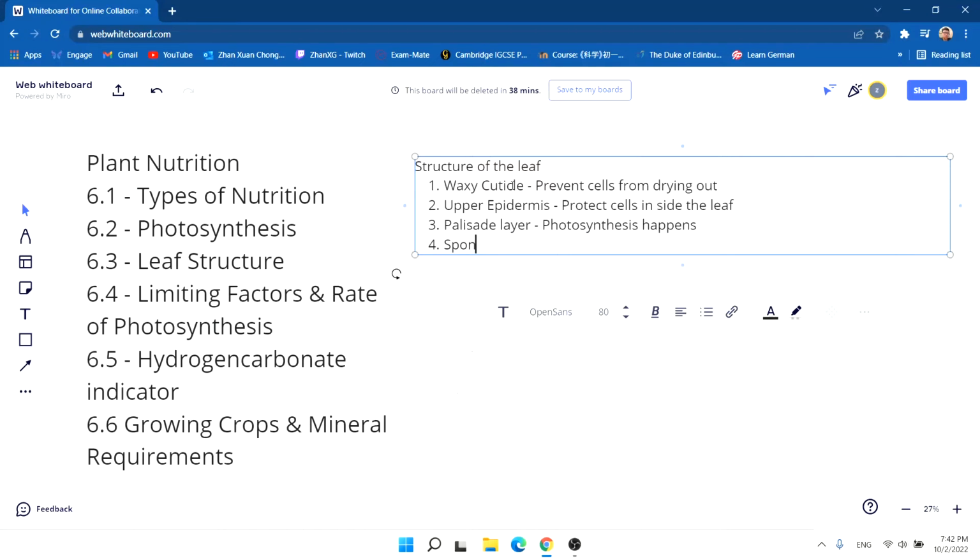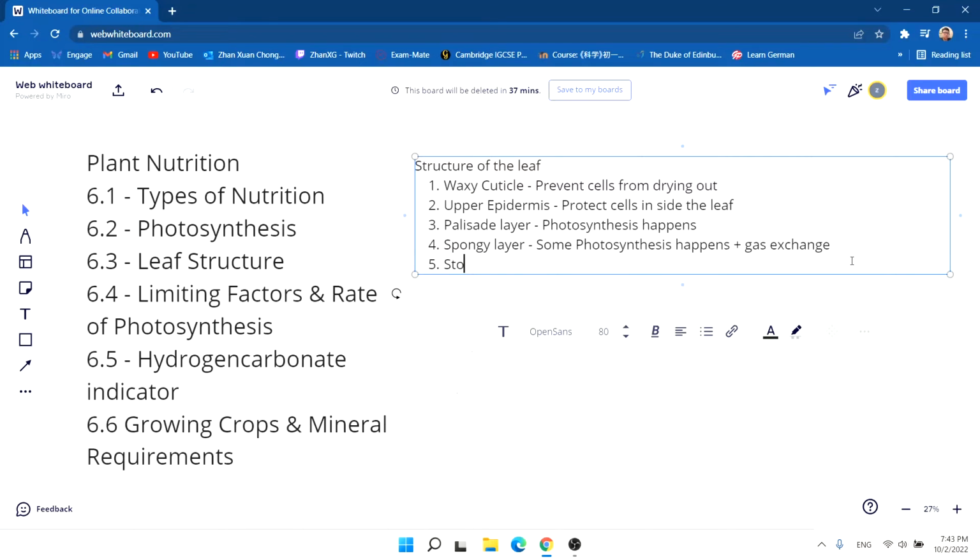We have the spongy layer. Some photosynthesis happens, plus gas exchange. But if you want to ask which does the most photosynthesis, it will forever be the palisade mesophyll cell. Why? It does the most because it's closest to the light, and it has more chloroplasts inside the cells than the spongy layer.